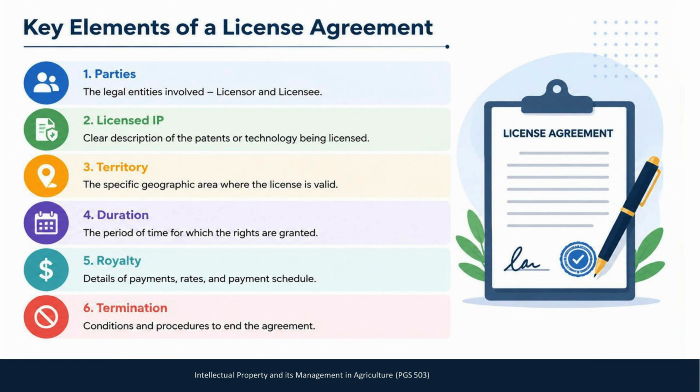Then we have royalty, details of payments, rates and payment schedule. And finally, termination, conditions and procedures to end the agreement. Remember this because it is frequently asked in examinations. These 6 elements form the backbone of any license agreement, agricultural or otherwise.